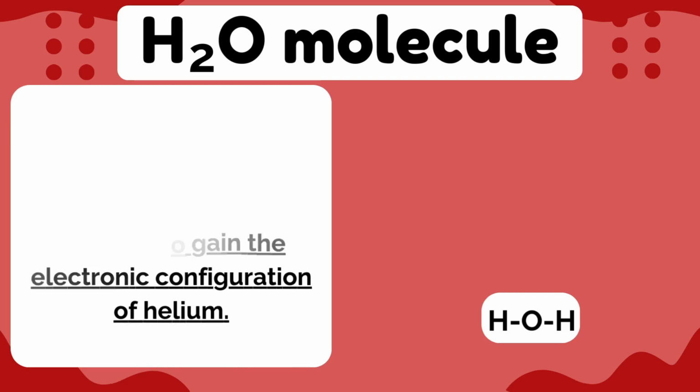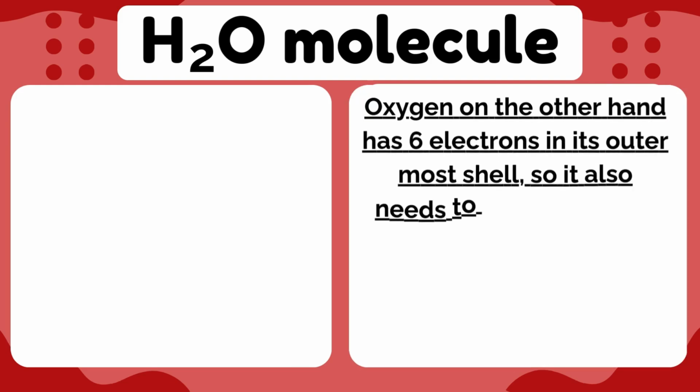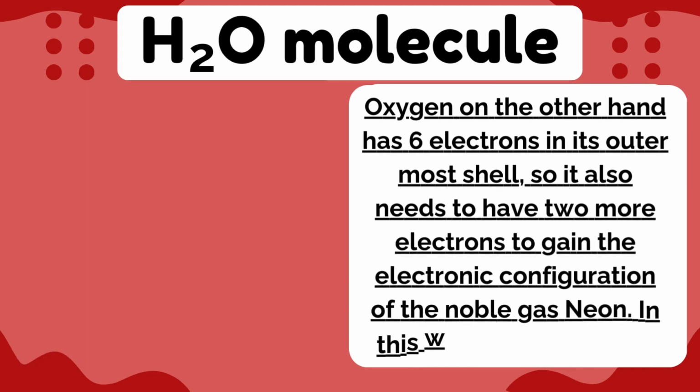Oxygen, on the other hand, has 6 electrons in its outermost shell, so it needs 2 more electrons to gain the electronic configuration of the nearest noble gas neon. In this way, it gains stability.